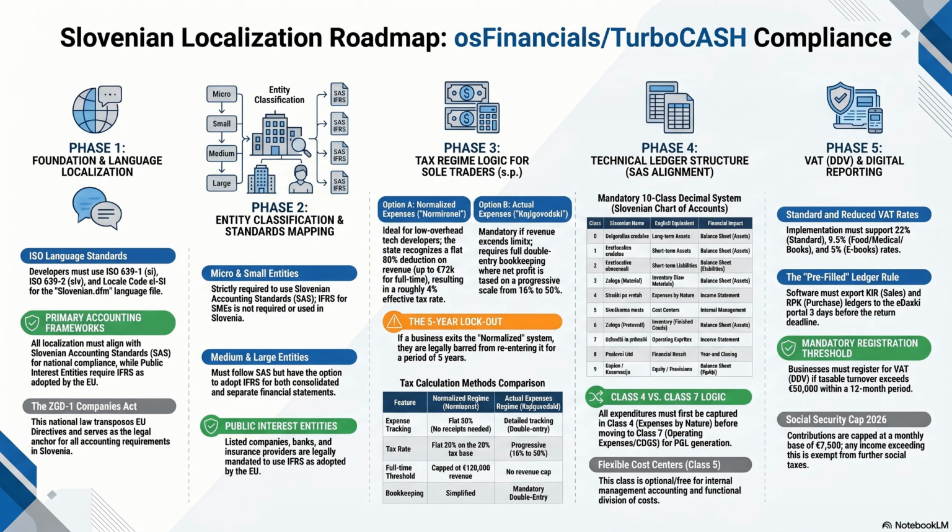Right. But then you have the second path, the normalized expenses regime, known locally as the normirani odhodki. Yes, exactly. And under this path, you don't track your expenses at all. The state just automatically grants you an 80% flat expense deduction on your revenue. The software literally bypasses the expense ledger. If you make 100,000 euros, the government simply pretends that you spent 80,000 euros to make it, regardless of whether you actually did. That's insane. And then you are only taxed on that remaining 20% of your revenue. Correct. And the tax rate on that remaining chunk is a flat 20%.